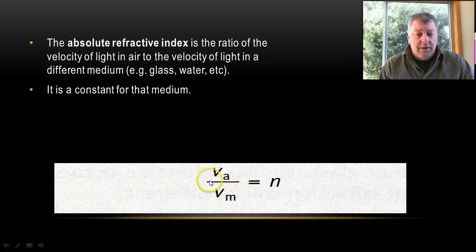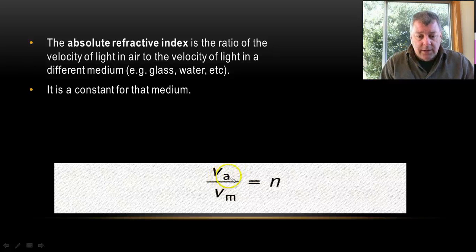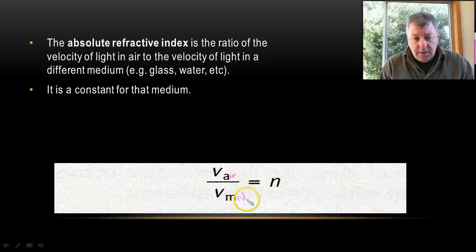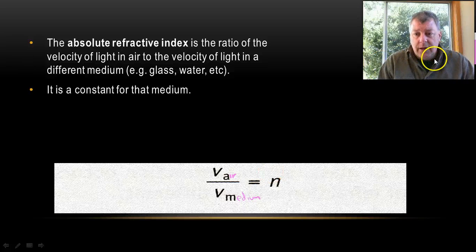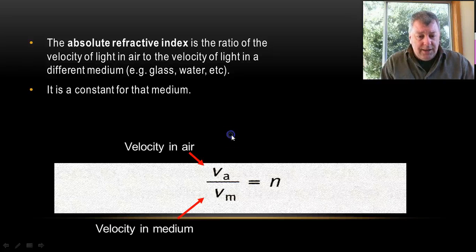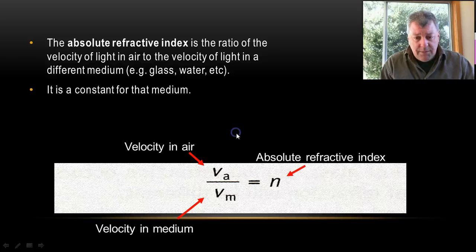V air, that would be air, and V medium, and n is the letter we use. So every substance has its own unique absolute refractive index. Velocity in air, velocity in medium, absolute refractive index.